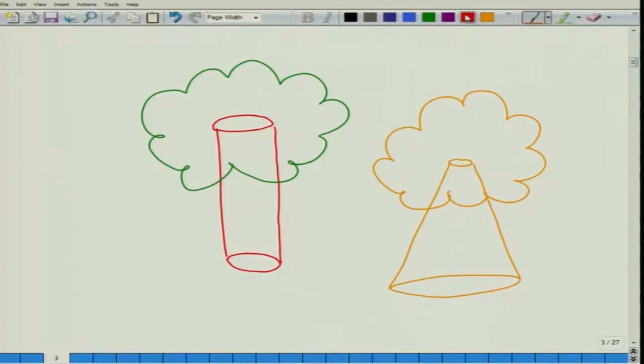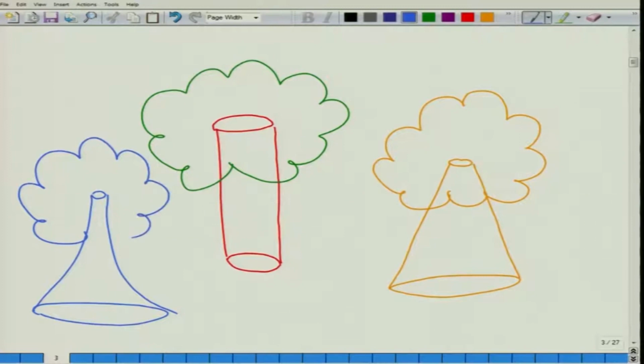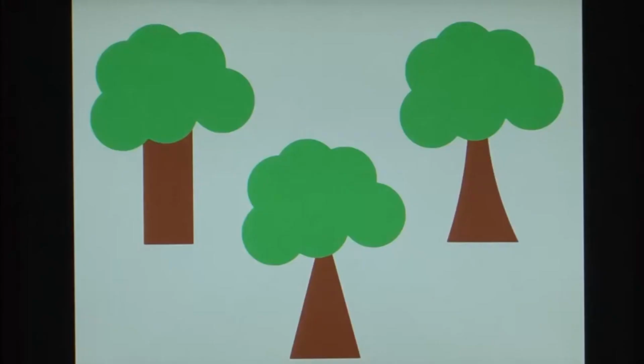Or maybe some other shape, say a shape like this, the frustum of a paraboloid, that could describe the shape of a tree. So, which one of these is the best description of a tree shape? Is it cylindrical, is it conical, or is it maybe some other shape? How can we figure out the shape of a tree? We do this by plotting its diameter at various points.